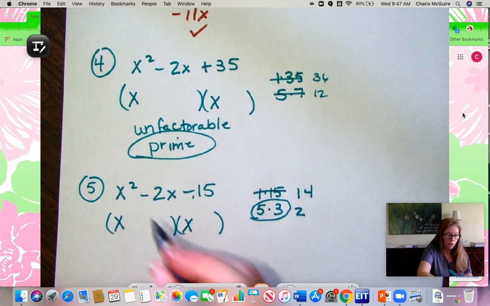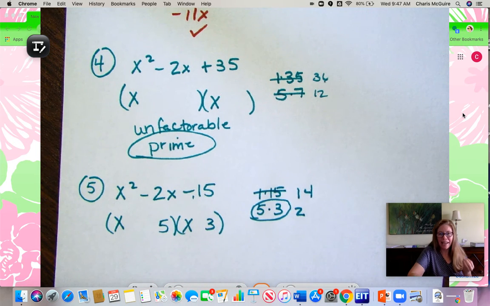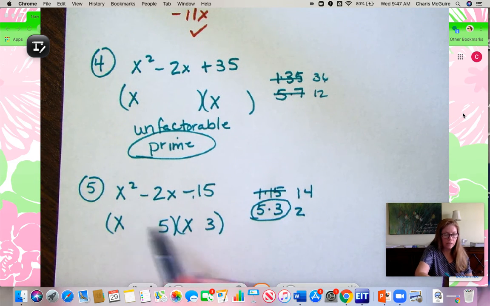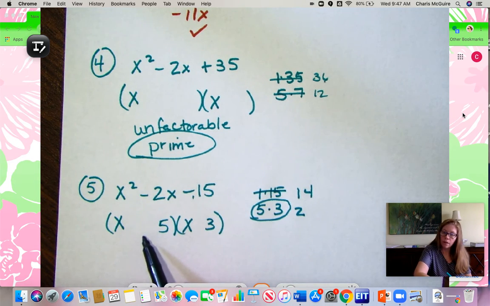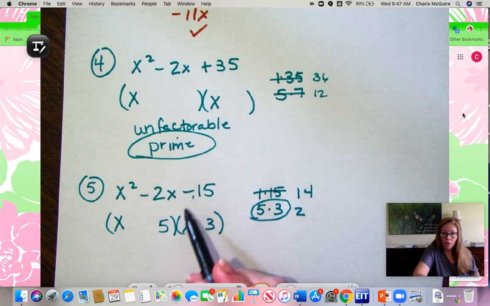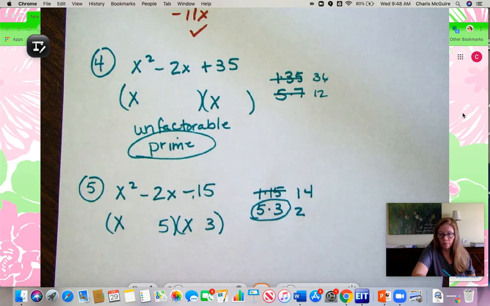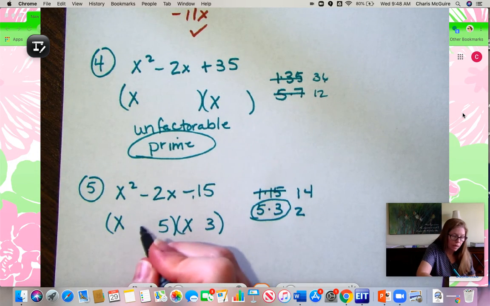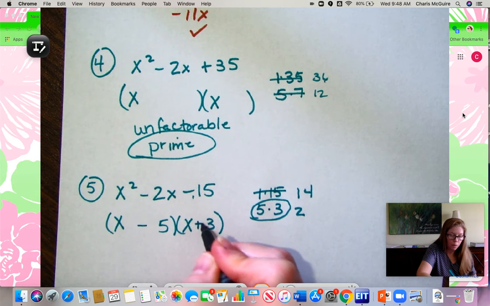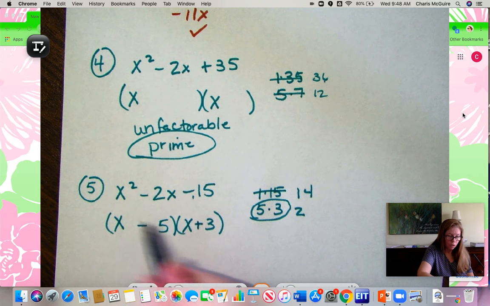All right, so put the 5 and the 3 in. Now, how do I get it to be a negative 2? Well, negative means that these signs are going to be different because a negative times a positive gives you a negative value. So the one that you want to be negative is the biggest one. So 5 is the biggest one, make that negative and the 3 positive. And that's your answer. So let's check it.